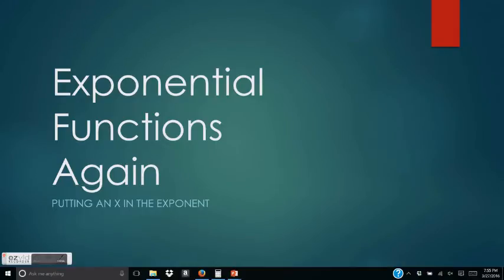Hello everybody, this is the first one back since your second test. Today we're going to be talking about exponential functions once again. Again, it's dealing with putting the x in the exponent.